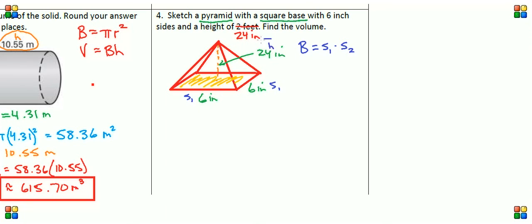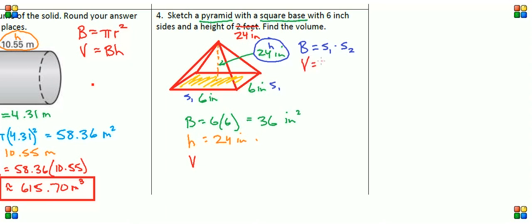So I'm going to go ahead and circle that. And let's plug in our values now. We've got the base area is equal to side 1 times side 2, which is equal to 36 units squared, in this case inches squared. We identified our height as 24 inches. And now we'll figure out our volume. And I forgot to write that up here. The volume of our pyramid, the formula is 1/3 of the area of the base times the height.